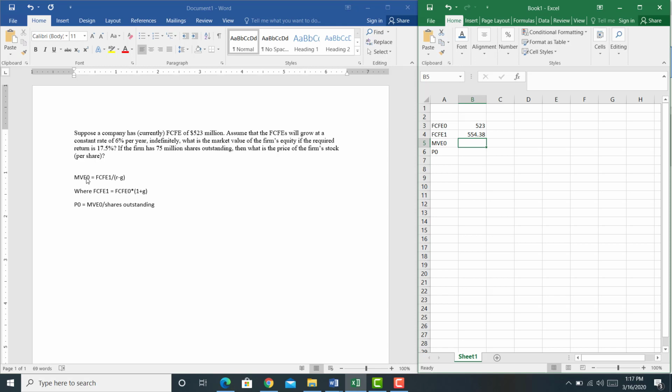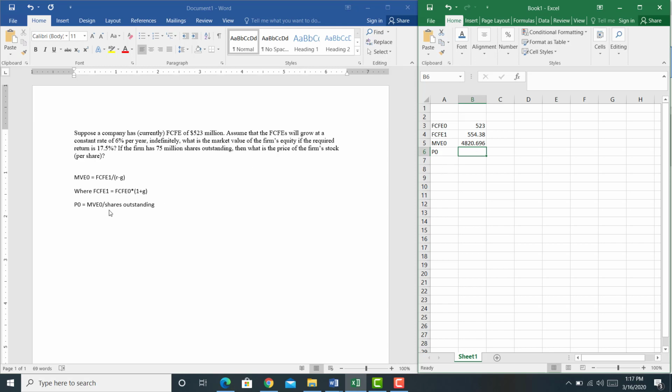To get the market value of equity in year 0, I'm going to take that number I just calculated and divide it by the difference between the required return and the growth rate. That's not too bad. So it's equal to this divided by the difference between 0.175 and 0.06. So I've got a market value of equity of $4.8 billion.